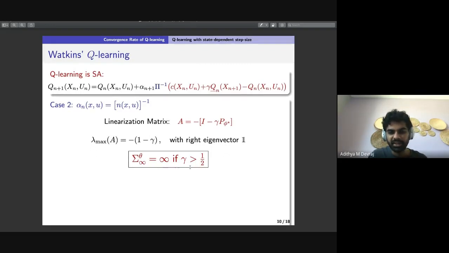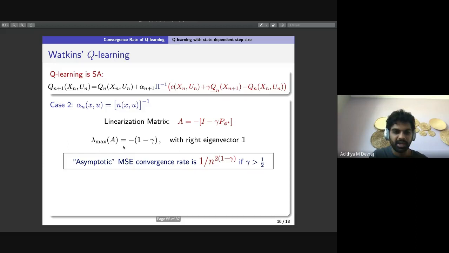And once again, if the discount factor gamma is bigger than half, then the asymptotic covariance is infinity, because there exists an eigenvalue that is bigger than minus half, and the asymptotic mean square convergence rate is again the same whenever the discount factor gamma is bigger than half.